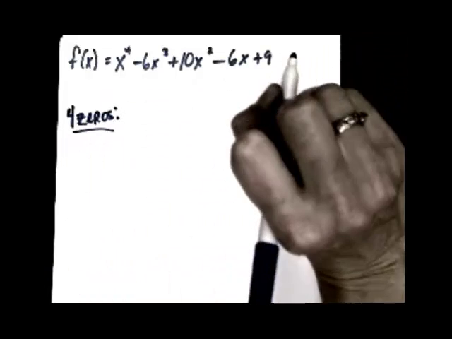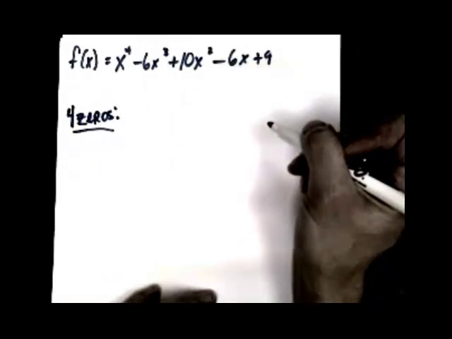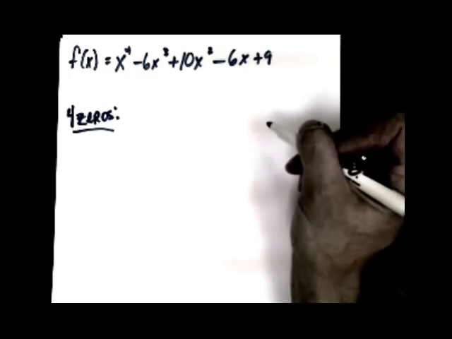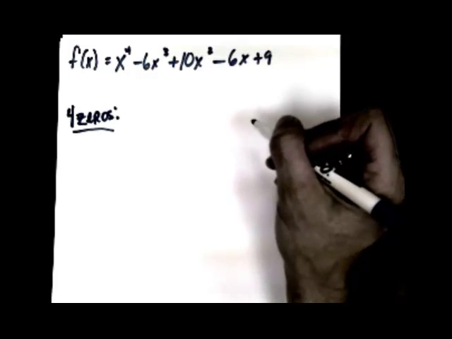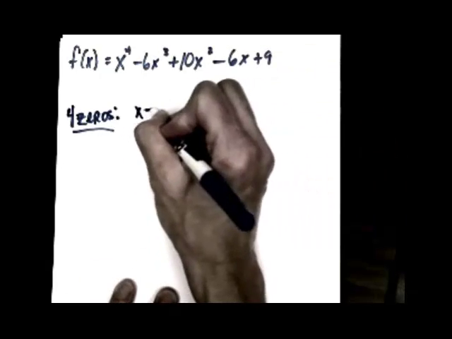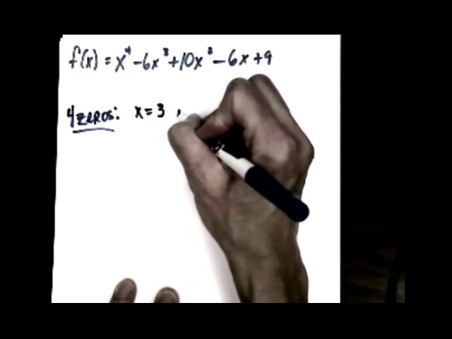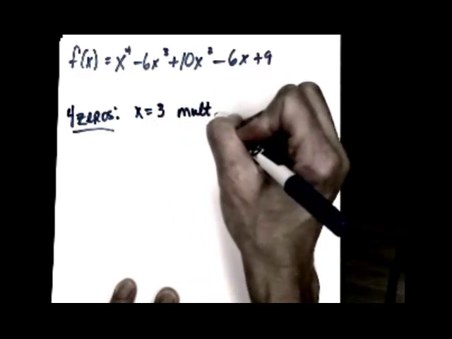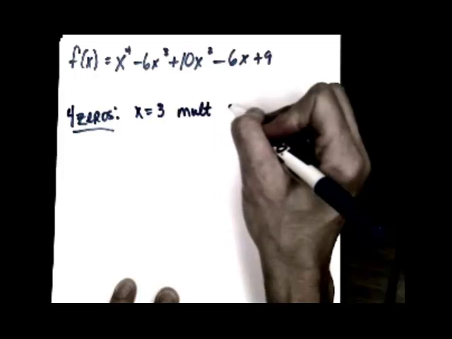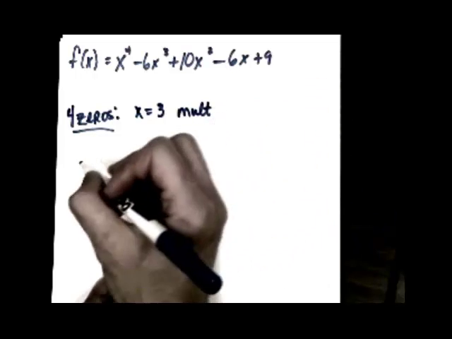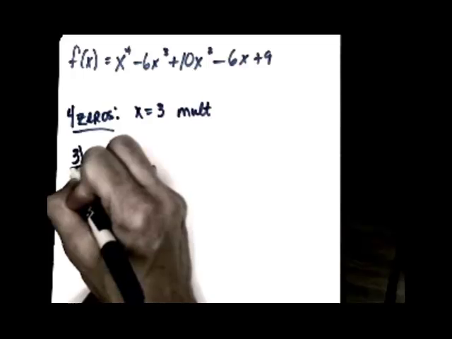If it crosses the x-axis, it can have an odd multiplicity, but if it does not cross, it has an even multiplicity. So we know there are 4 zeros, and we know that x equals 3 is one of those zeros, and it has some kind of multiplicity, either a multiplicity of 2 or 4. We've got to do some work to figure that out. So we're going to use 3 in synthetic division.